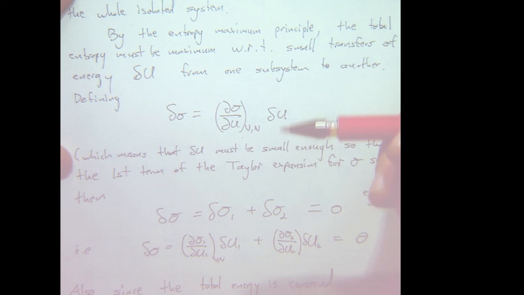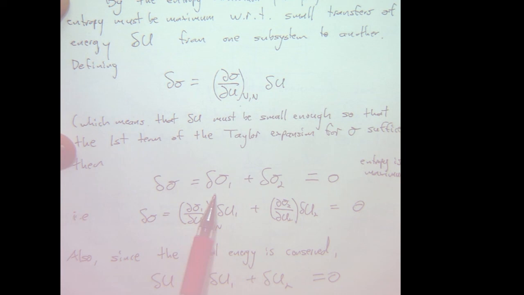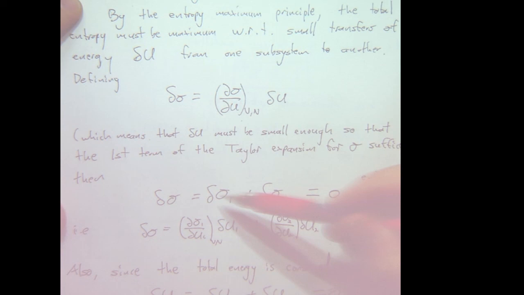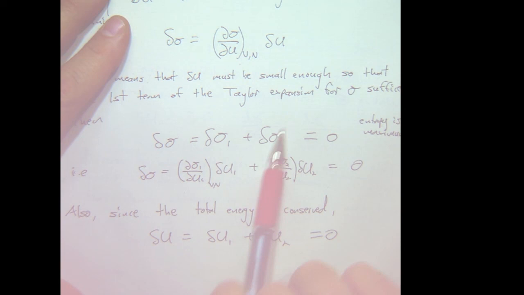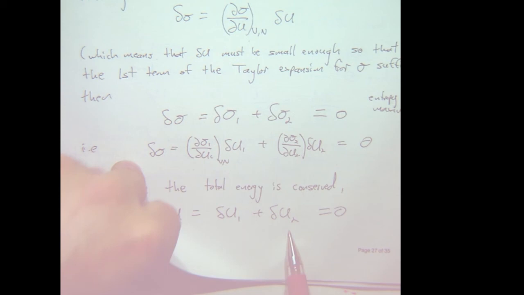So then delta sigma equals delta sigma 1 plus delta sigma 2 from there, but that has to equal 0 at the entropy maximum, when entropy is maximum. So the delta sigma is this, because that one is a function of U1 and that was a function of U2. And since total energy is conserved, we have delta U equals delta U1 plus delta U2 equals 0. It's all looking very familiar, right?